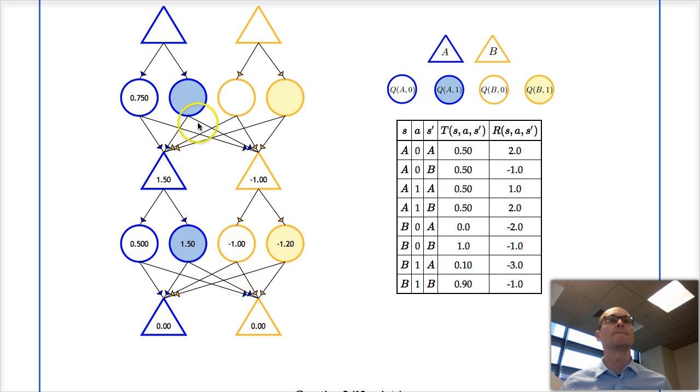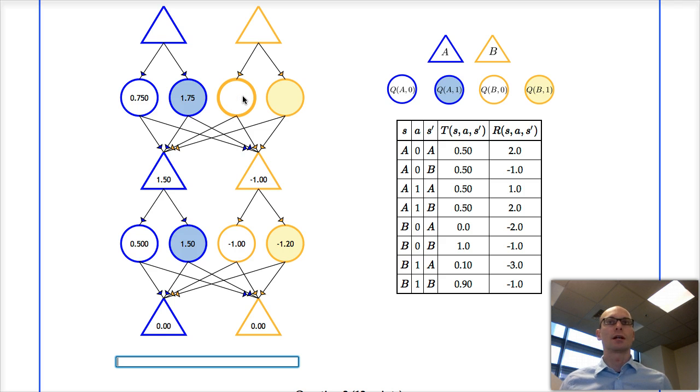That's our value here. Here we're in the Q state where we are in state A and have taken action 1. So we are in this part of the table. 50% chance we go to A, for which we get an instantaneous reward of 1.0 and a future expected sum of rewards of 1.5. And a 50% chance we go to B, for which we get an instantaneous reward of 2.0 and a future expected sum of rewards of minus 1.0. That's our value here.